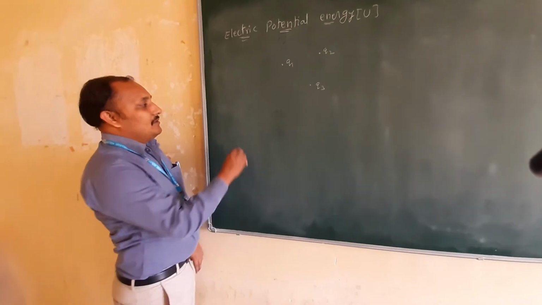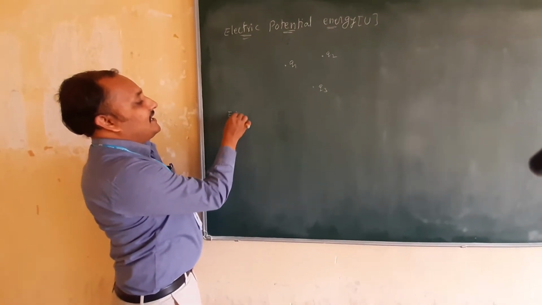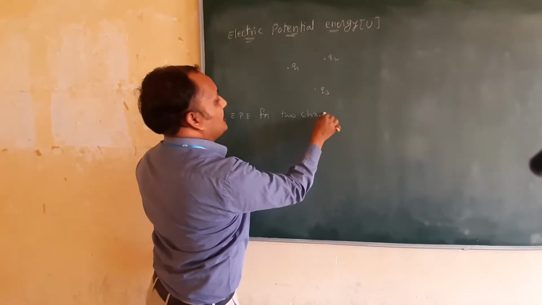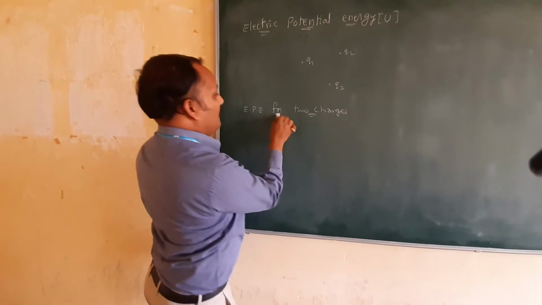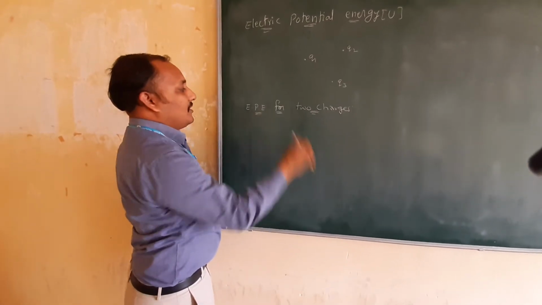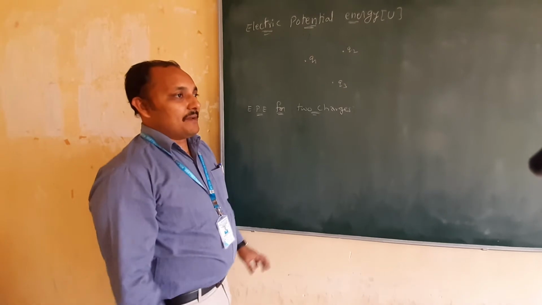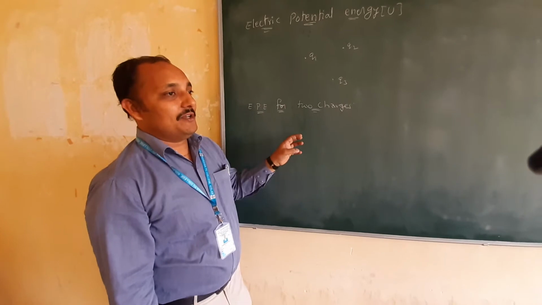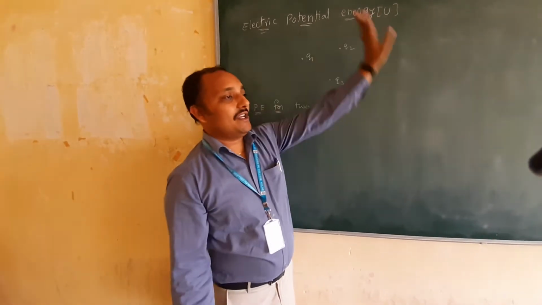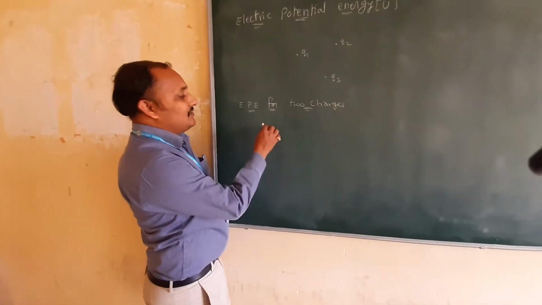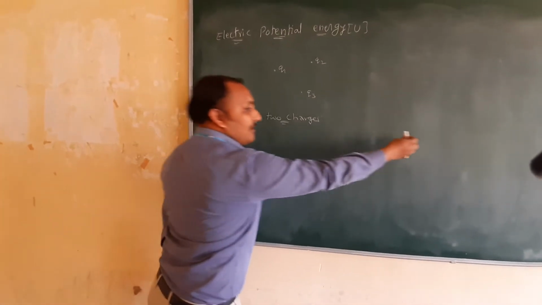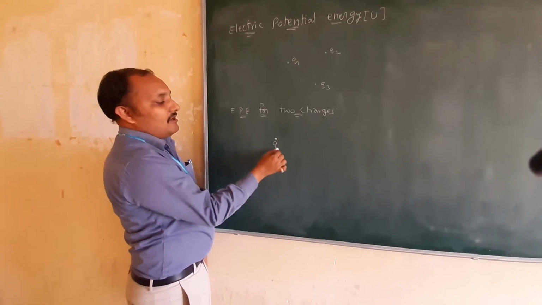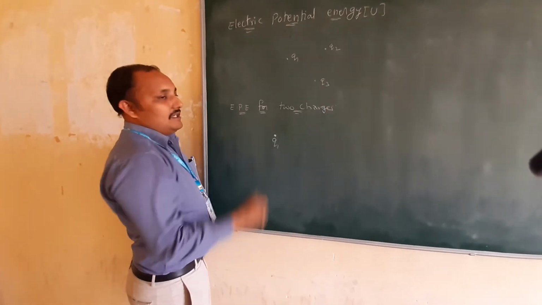Now we are discussing electrostatic potential energy for two charges. Now I am going to arrange two charges at one place. To arrange those two charges, how much work am I doing? That work done only will be stored as potential energy. Let us assume two charges Q1 and Q2. Now I am bringing Q1 from infinite distance to one place here.